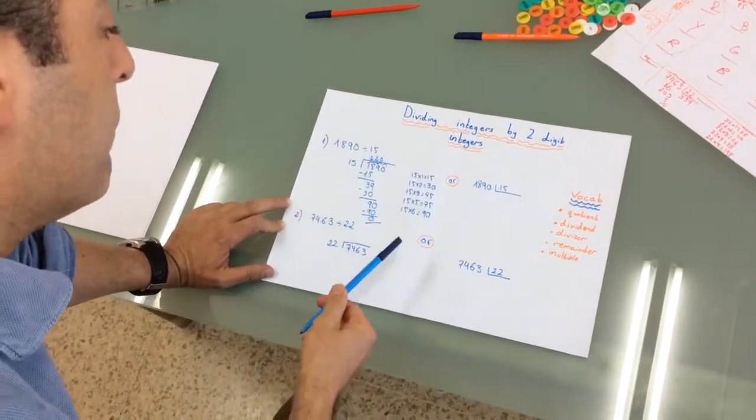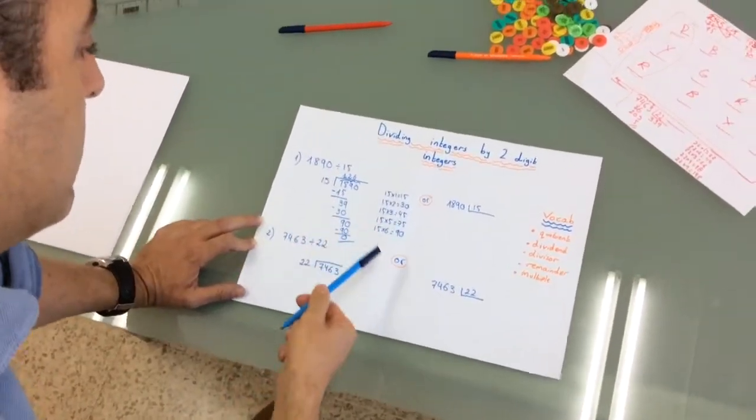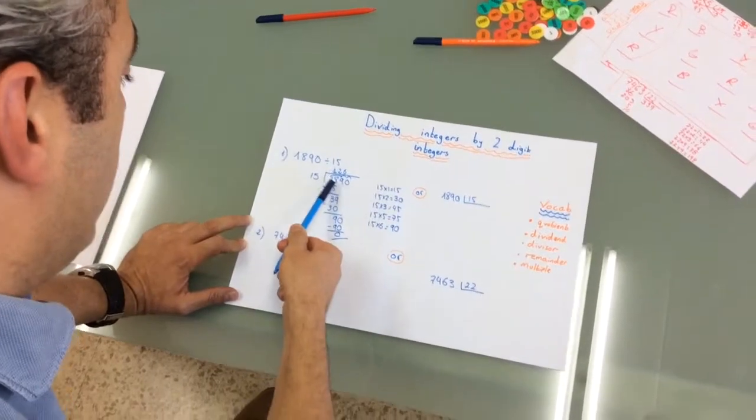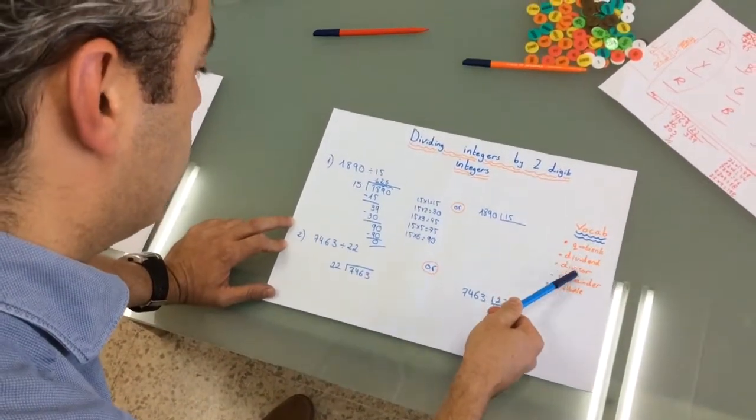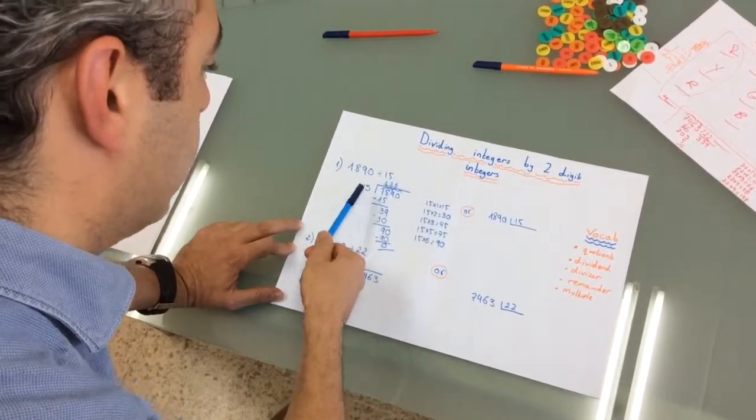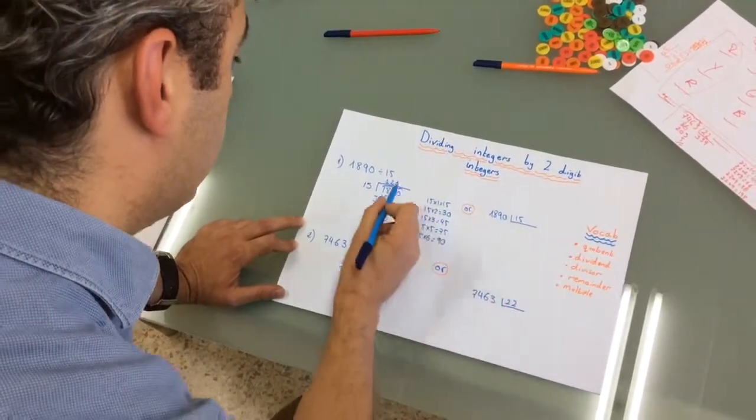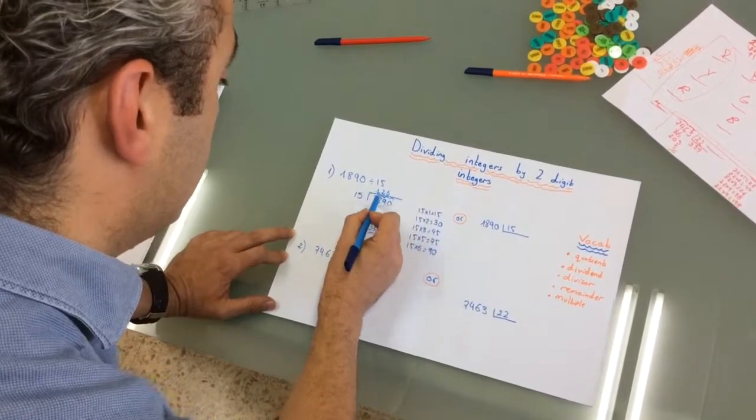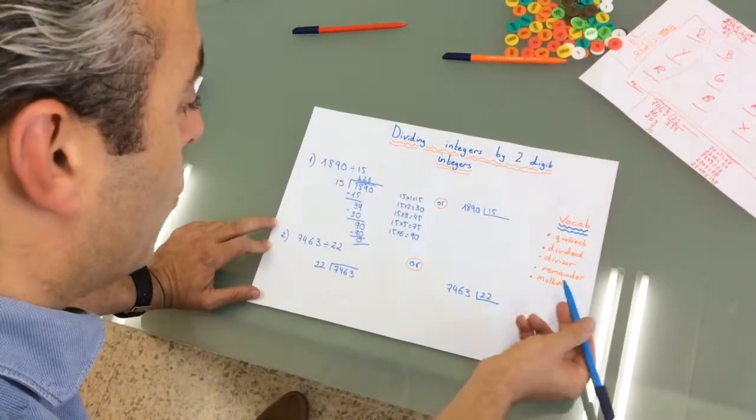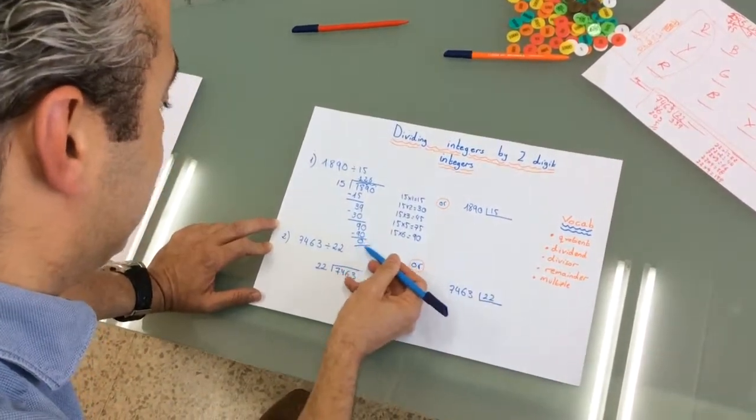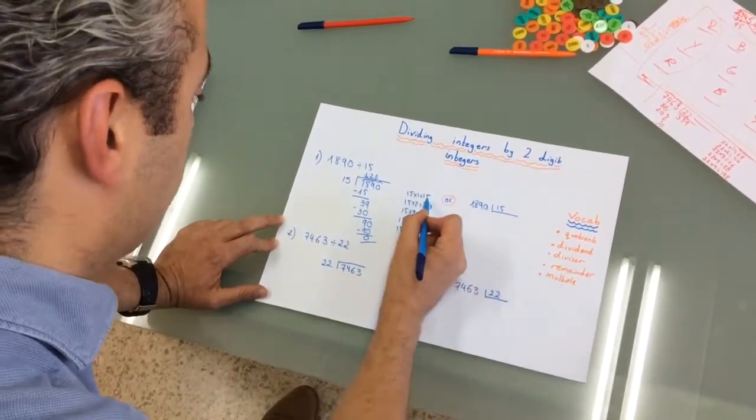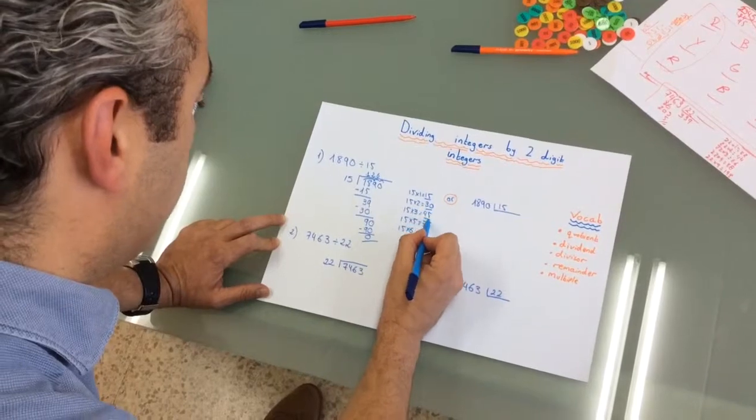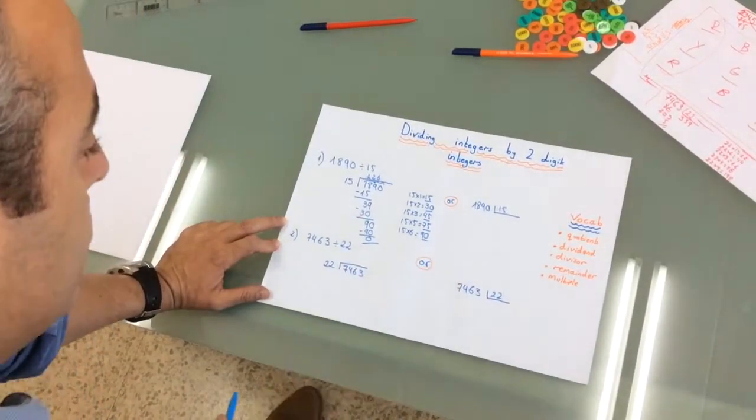Now that we've finished this division, we can have a look at the different parts. We've got the dividend, 1,890. We've got the divisor, 15. We've got the quotient, which is 126, which is the result of our division. We've got the remainder, in this case it's 0, it's an exact division. And we've got the multiples, which are all the different numbers that are going to help in my division.